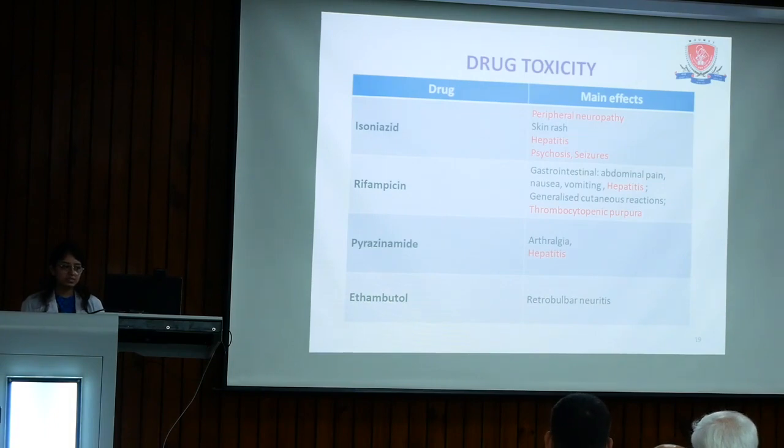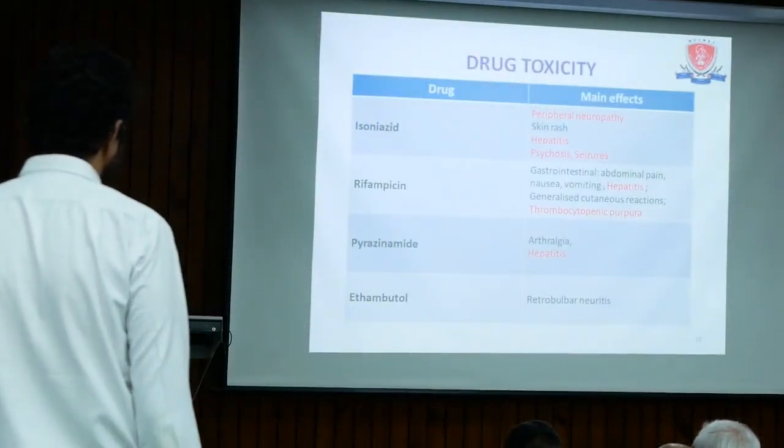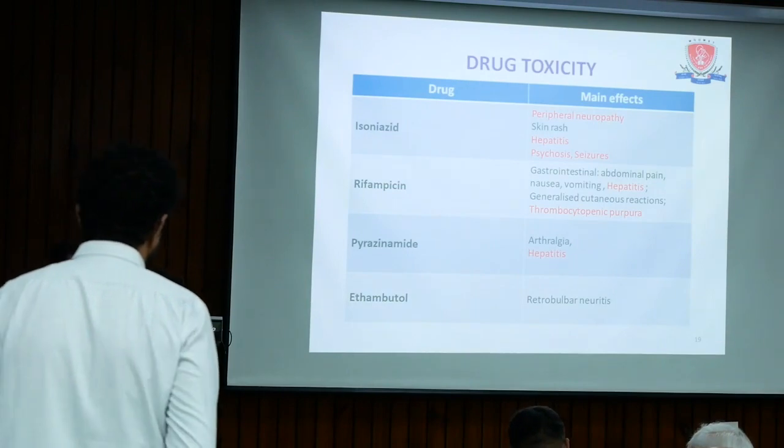Rifampicin has gastrointestinal effects like abdominal pain, nausea, vomiting, hepatitis, generalized cutaneous reactions, and thrombocytopenic purpura. Pyrazinamide has arthralgia and hepatitis, whereas ethambutol can cause retrobulbar neuritis.